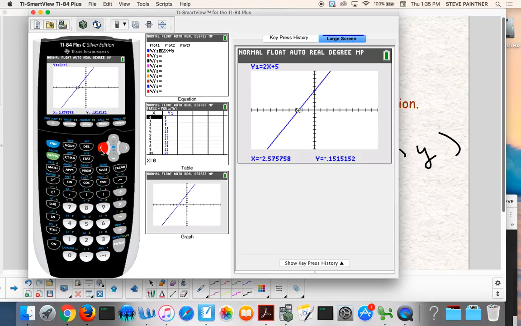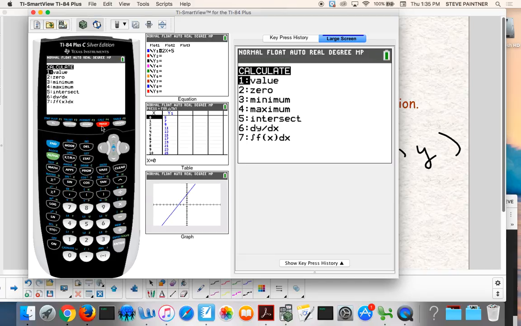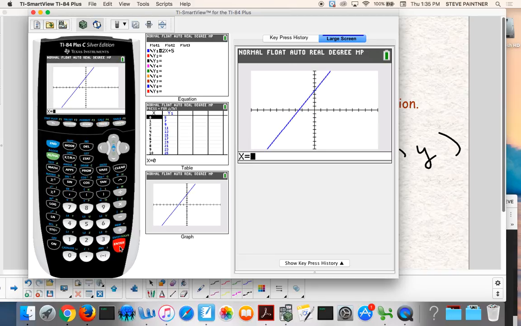So here's the deal. If you ever want to know if you're right, am I right to negative 2.5? Here's what you can do. Watch. Second. Above the word trace is called calculate. And it says what? Value. Give me a value. Hit enter. And right there, guys, you can ask your calculator when x is negative what?